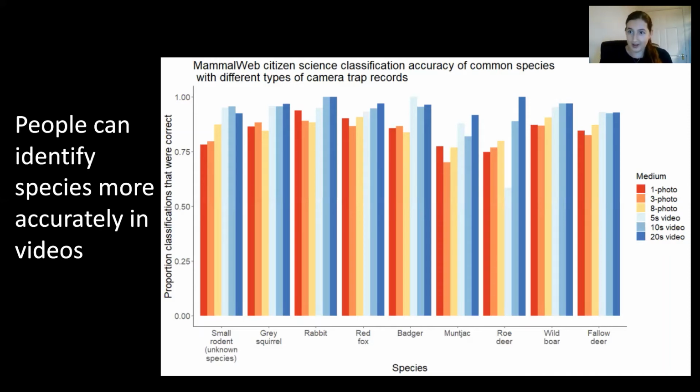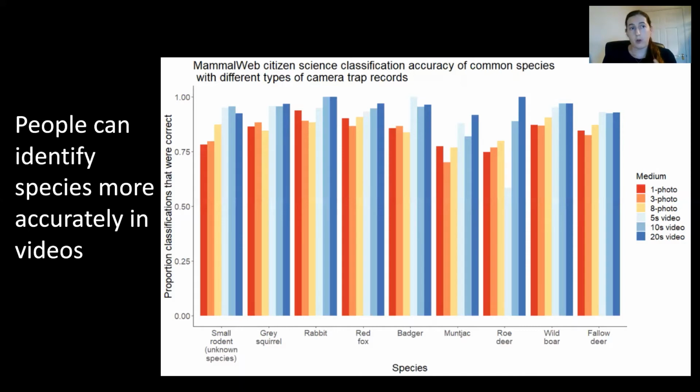We have one slightly strange data point on roe deer, where the 5-second videos were identified with quite a low level of accuracy. This is possibly because roe deer are not common, or not as common in the Forest of Dean. So it could be that if you'd done a lot of classifying, you'd seen a lot of fallow deer, and you just saw a really short video, and you weren't exactly sure what it was, you'd maybe be more likely to guess fallow deer rather than roe deer, and then get that wrong.